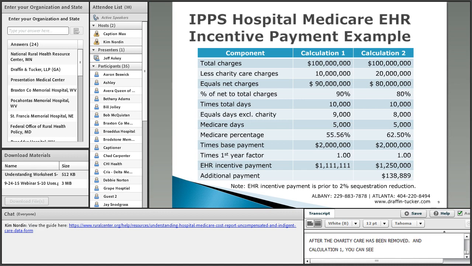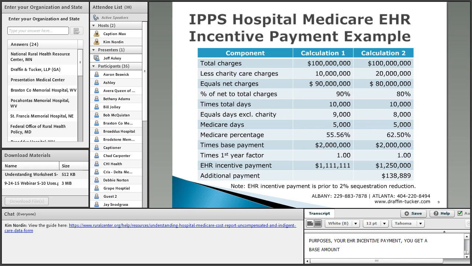Again, the base amount can be adjusted for the PPS providers, and reasonable costs are paid for the critical access hospital population. Now here's an example of how the charity care that's currently being reported could impact your EHR incentive payments. If you look at the two columns here, calculation 1 and calculation 2, we're trying to show you the difference in, say, one facility who had $100 million in charges. 10 million of that was charity related in the first calculation.